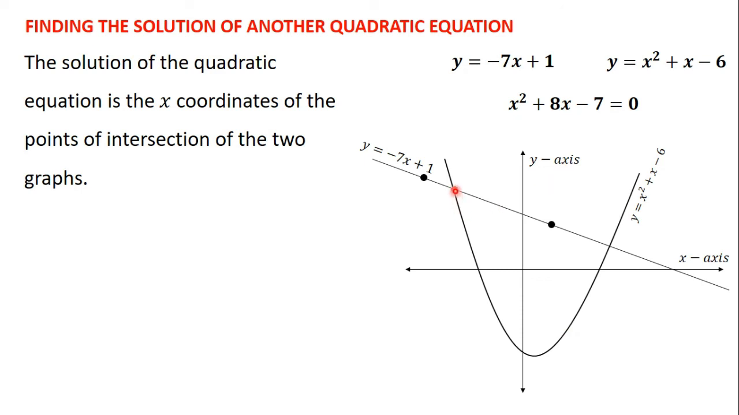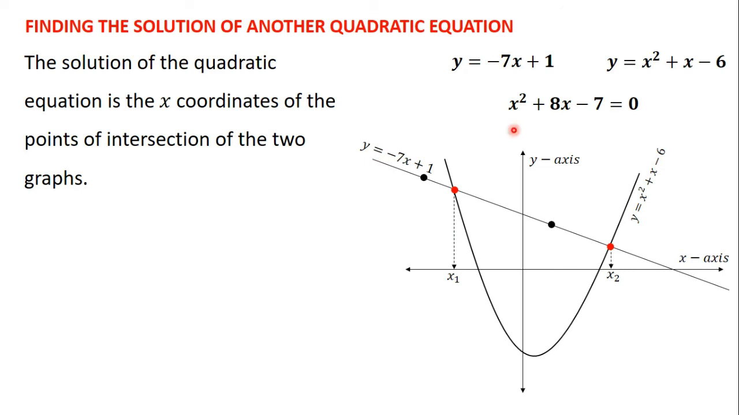So the first point of intersection is here and the second point of intersection is here. To get the first solution of this equation, we will trace the first point of intersection to the x-axis. And to get the second solution of this equation, we will trace the second point of intersection to the x-axis. Let's say that the value here is x1 and the value here is x2. So the solution of this quadratic equation will be x1 and x2, which are the x coordinates of the points of intersection of the straight line and the quadratic curve.